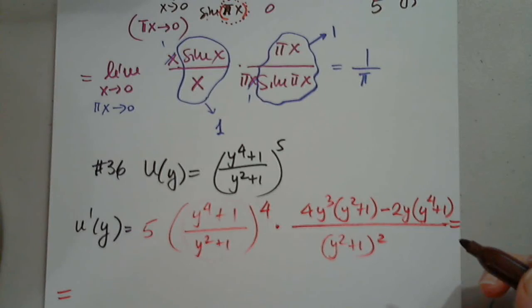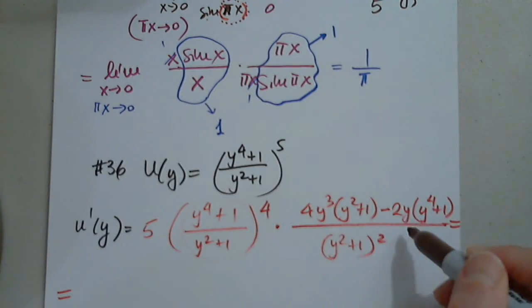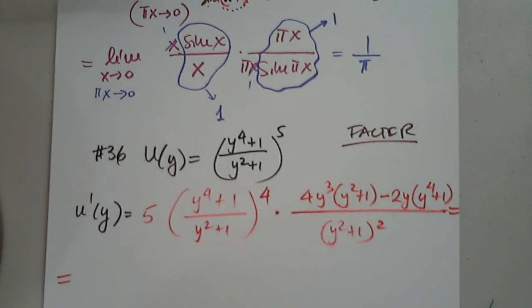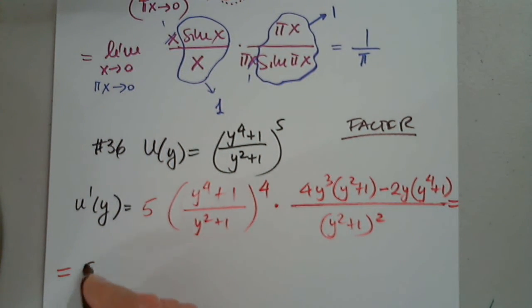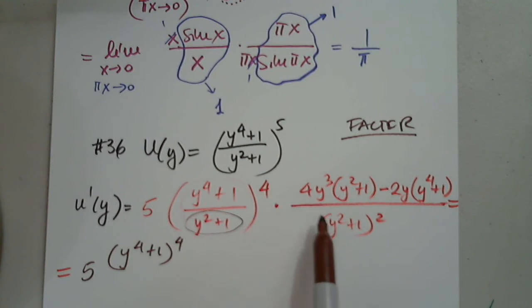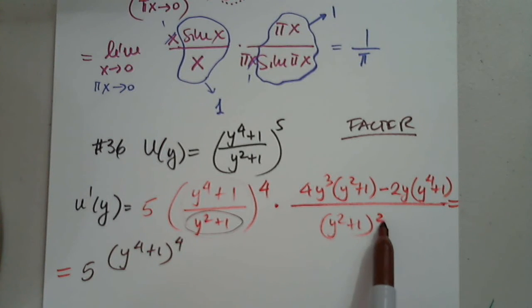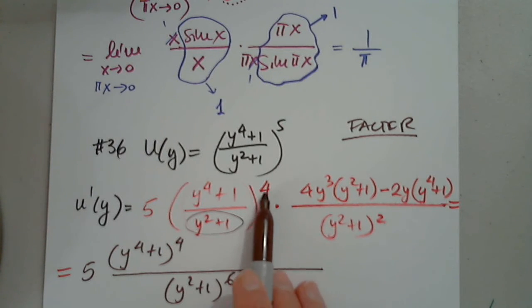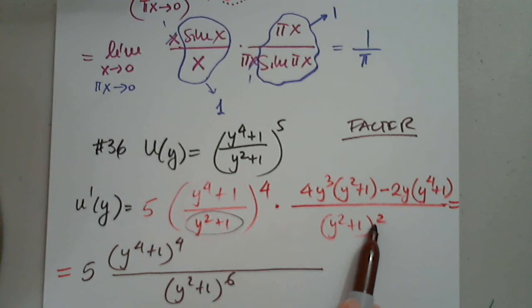Okay, so obviously I do like to factor. I don't like just simply multiplying and doing it by brute force. So I'm going to copy 5. I'm going to copy y to the 4th plus 1 to the 4th power. Look here. This is to the 4th times another one squared. So I have y squared plus 1 to the 6th power. This is to the 4th, and this is squared. Copy the base, add the exponents for the denominator. The numerator stays with power 4.